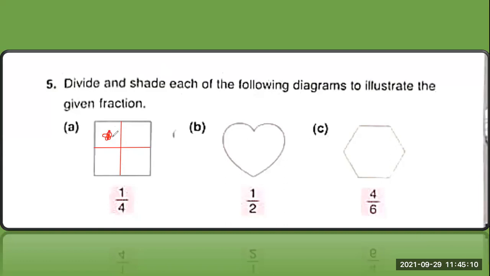is being shaded. And here, letter B, you have to divide only into 2 parts, because 1/2. So just divide into 2 parts and then color this part. Okay, color this part. And letter C, 4/6. So just make it 6 equal parts, just like this. And then you will color 4 parts. So color here 1, 2, 3, 4, or here 1, 2, 3, 4. It's up to you. Okay, and then we will proceed to the next one.